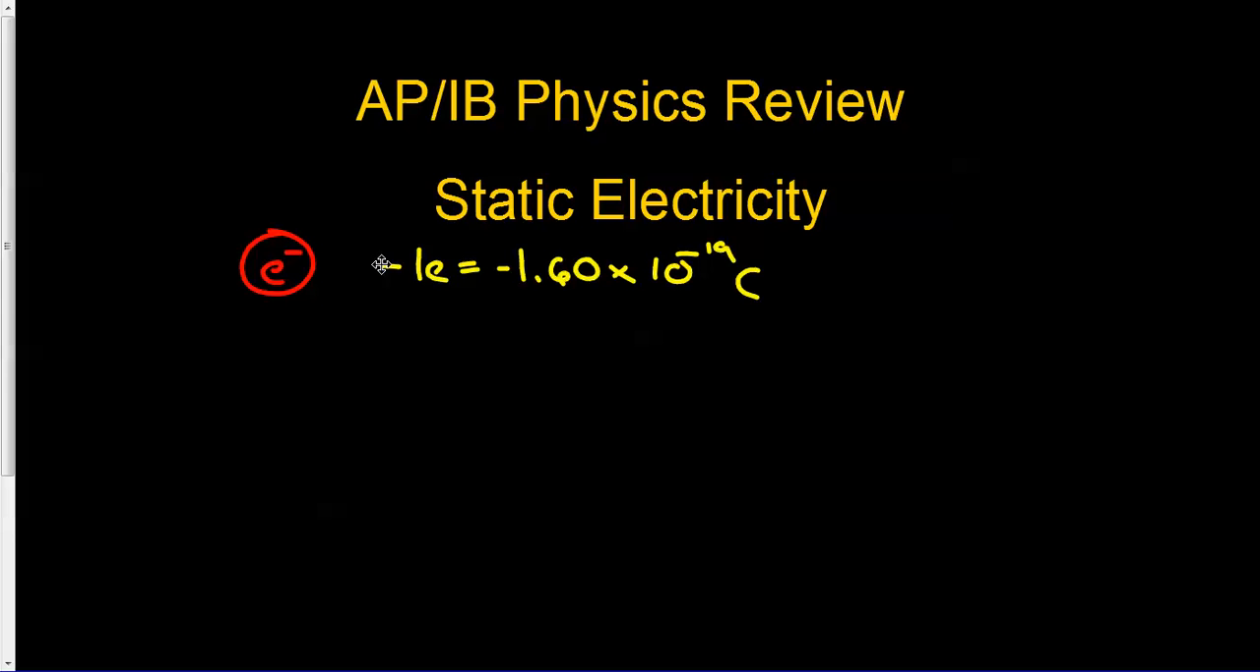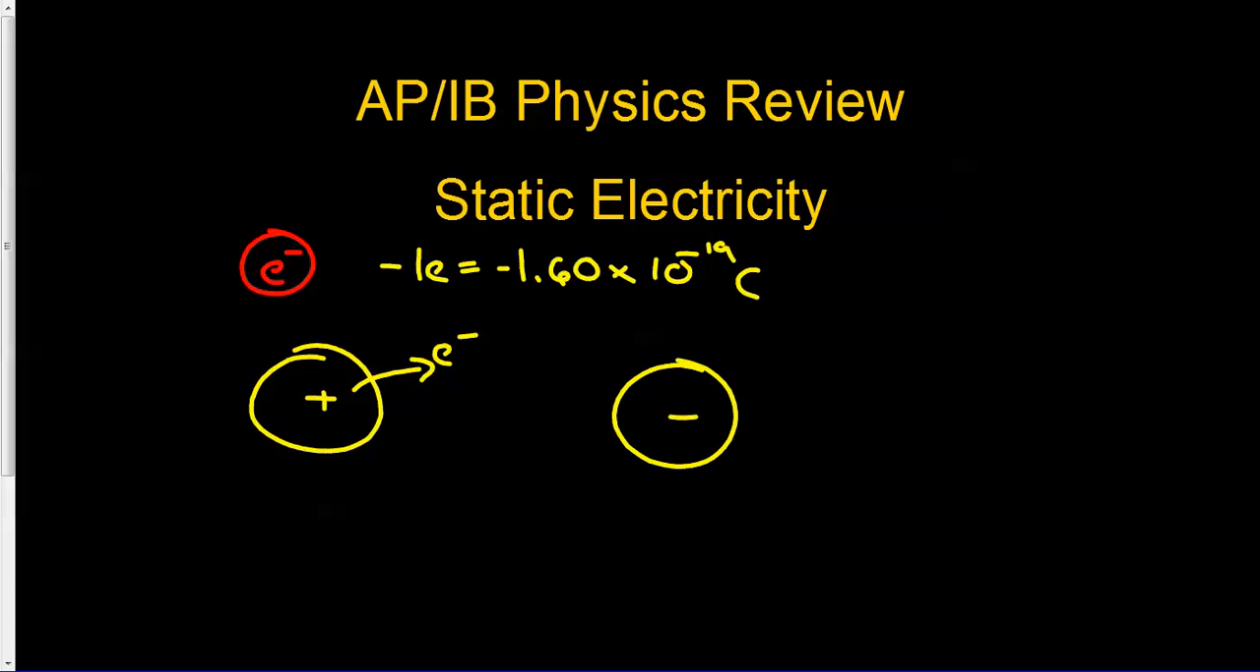So how does one gain or lose charge? Well, if you want to make something positive, you need to strip away electrons from it, and if you want to make something negative, you have to add electrons to it. Okay, so that's just some basic overview.